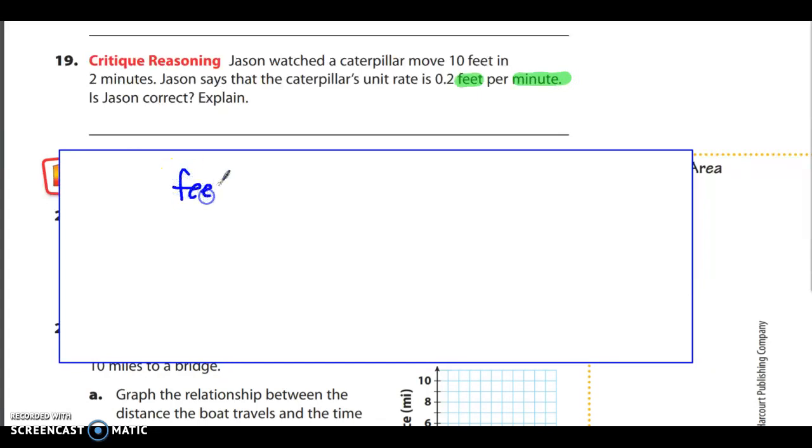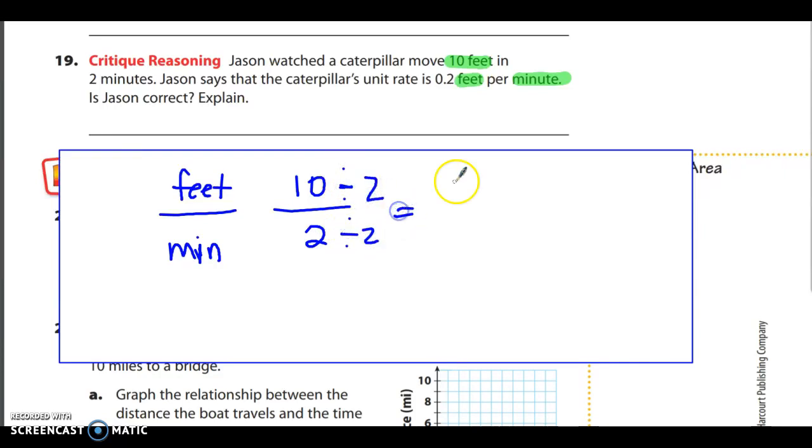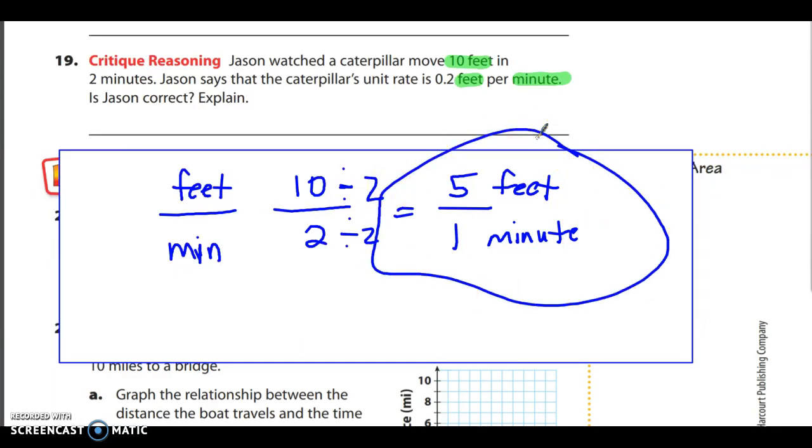What that means is that feet go over minutes, and the feet in this problem were 10 feet, and the minutes were 2 minutes, and if you simplify by 2, you would get 5 over 1, 5 feet per 1 minute. So that's the answer. It says, is Jason correct? No. And it says explain. I'm going to say the rate is 5 feet per 1 minute.